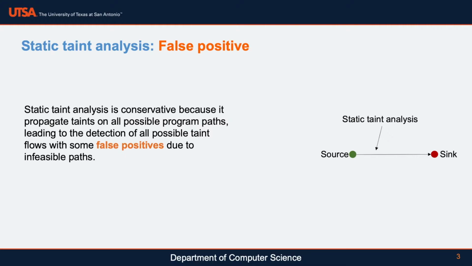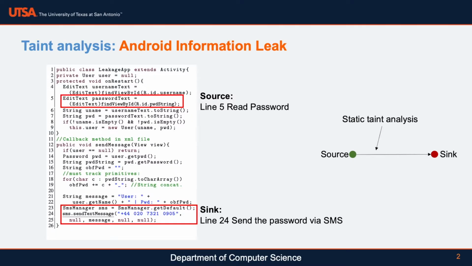Static taint analysis is supposed to be conservative because it propagates taints on all possible program paths, leading to the detection of all possible taint flows with some false positives due to invisible paths. Back to this example, the static analyzer will consider this data flow as a password leak. However, if the callback method send message is never triggered during runtime, if it is an invisible execution path, then the password leak will be a false positive.